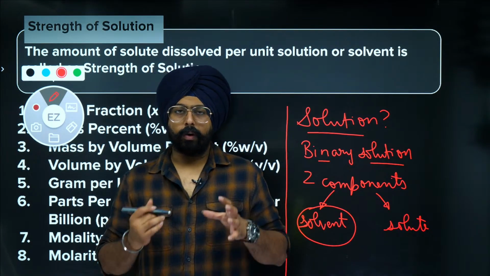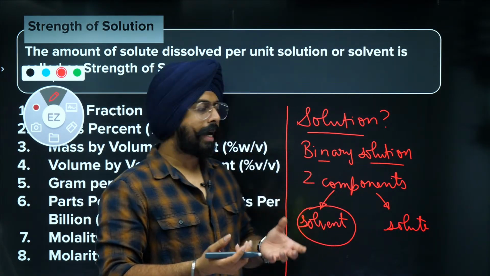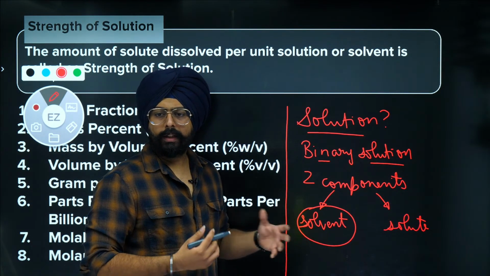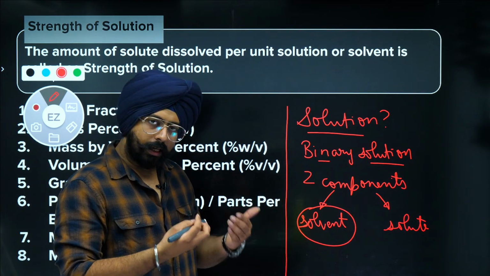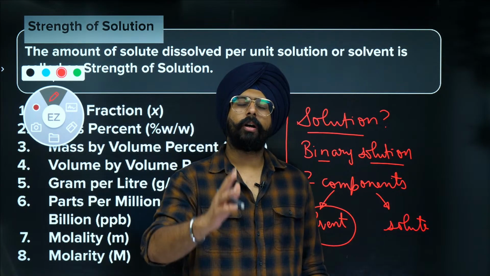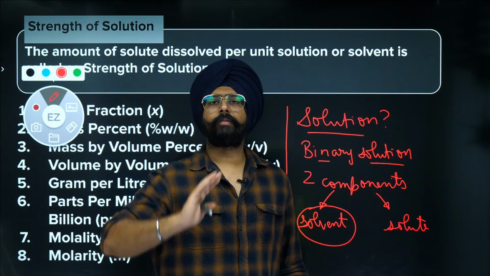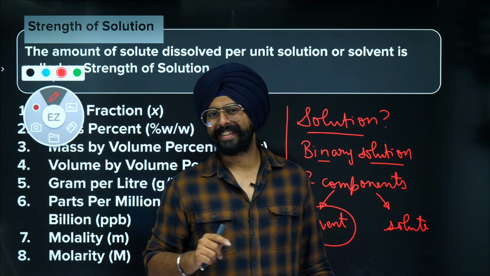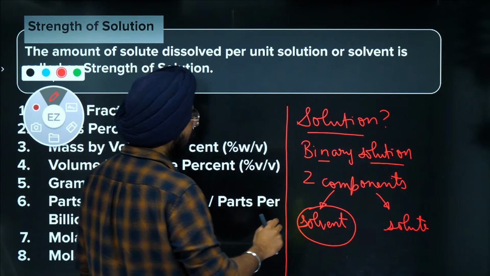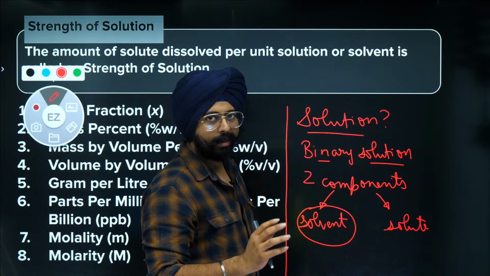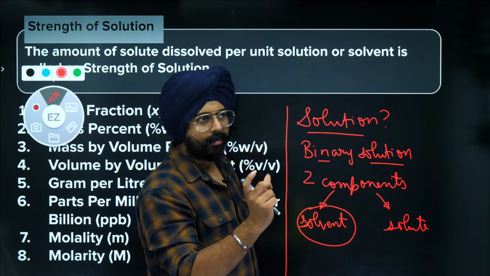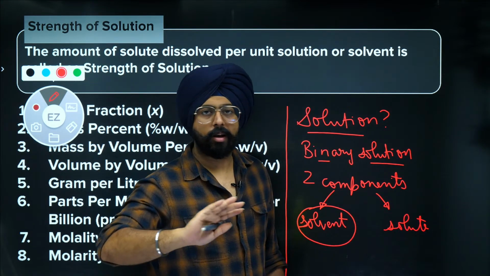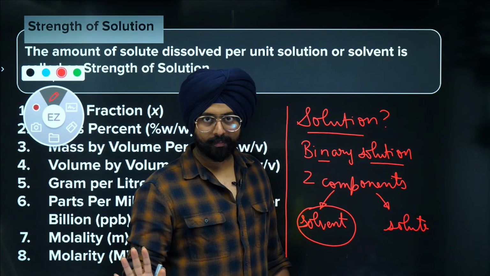So Mayur is saying that whatever is higher in amount is to be chosen as solvent. And I am sure a lot of you think that that is the definition of a solvent. Let me tell you, that's not necessary. It's not necessary, I repeat, it's not necessary that the thing present in higher amount is the solvent. Not necessary at all.